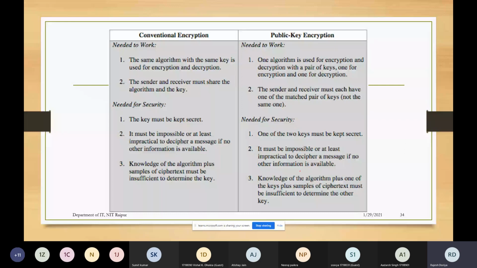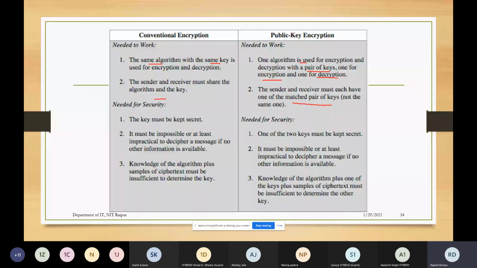Now, if you compare conventional encryption techniques with public key encryption techniques, in the first case the same algorithm with the same key is used for encryption and decryption. The algorithm is the same and the key is the same. In public key encryption, the algorithm may be the same, but a pair of keys is used. One key is used only for encryption and the other is used for decryption. In the conventional one, the sender and receiver must share the algorithm and the key. In this case, they must each have one of a matched pair of keys, and it doesn't need to be the same one.